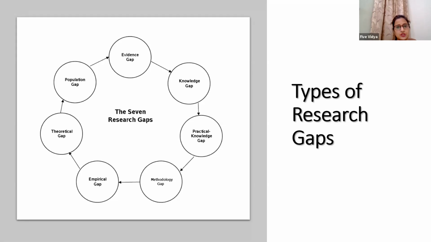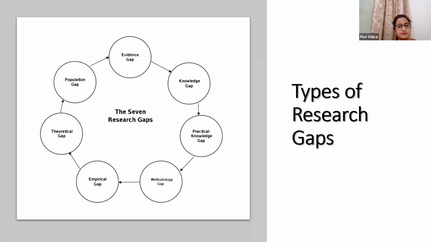Then methodology gap. Methodology gap is again, people have used one kind of methodology, or a set of methodologies, but we can have a different set of methodologies on it, and we can again do that research. Let's say if a person has done a research in a quantitative way, now you can do the same research in a qualitative way as well. So that becomes your methodology gap.